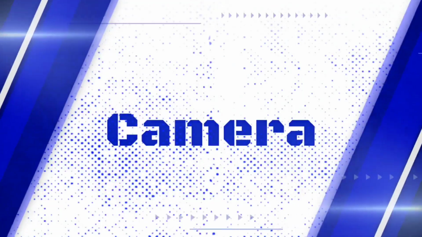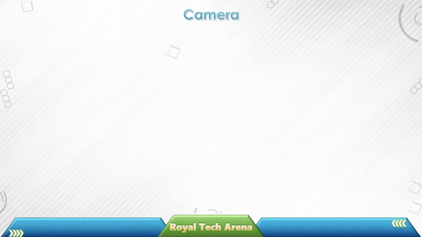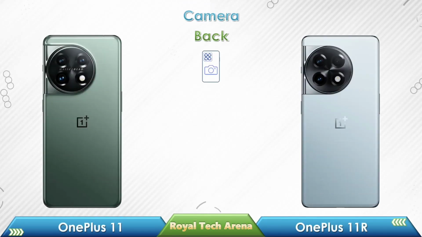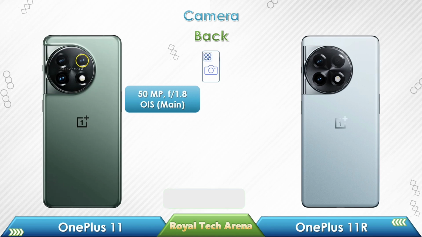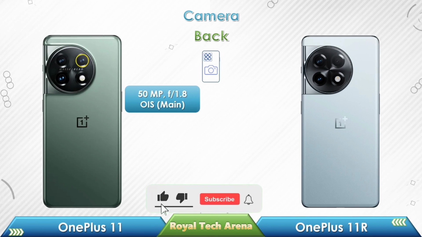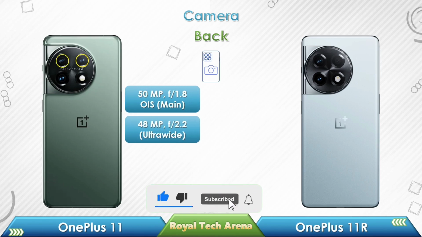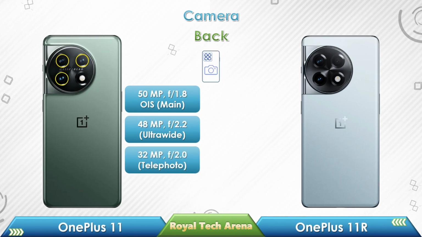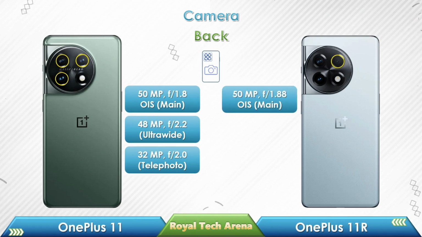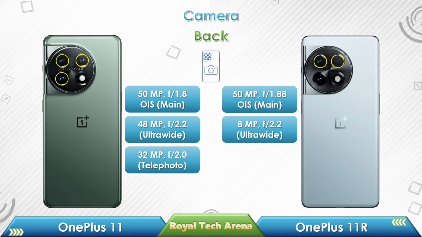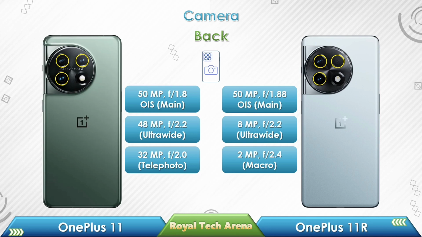Now let us compare the camera and its features. OnePlus 11 has a triple camera setup, including 50 megapixels primary lens with OIS support, 48 megapixels ultra-wide lens, and 32 megapixels telephoto lens. While the OnePlus 11R has a triple camera setup, including 50 megapixels primary lens with OIS support, 8 megapixels ultra-wide lens, and 2 megapixels macro lens.